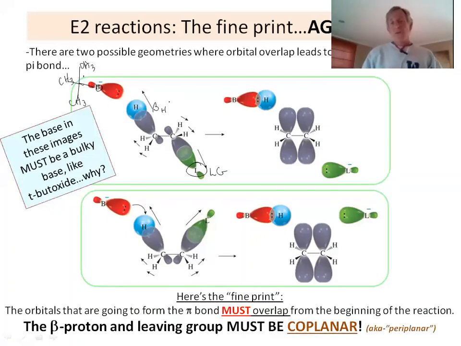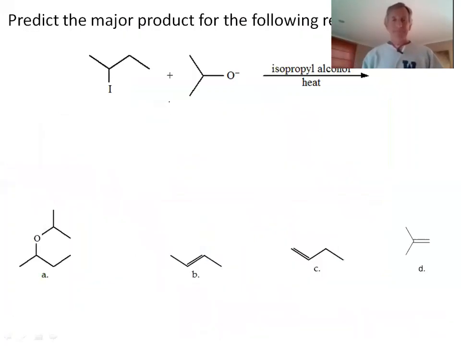So, to emphasize the fine print, the beta proton and the leaving group must be coplanar. You'll also hear in the textbook words like periplanar. These both mean the same thing. They have to be the p orbitals, these bonds from the hydrogen and the leaving group. Have I emphasized this enough? Probably. Okay, have to be coplanar.